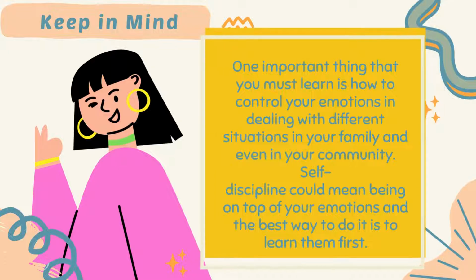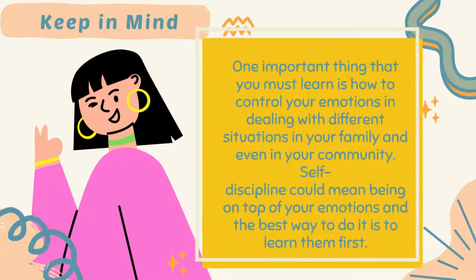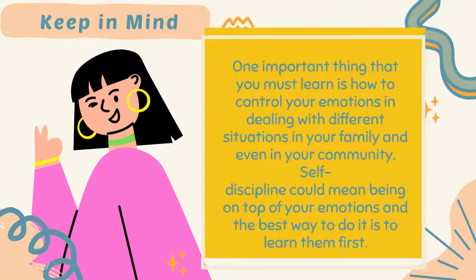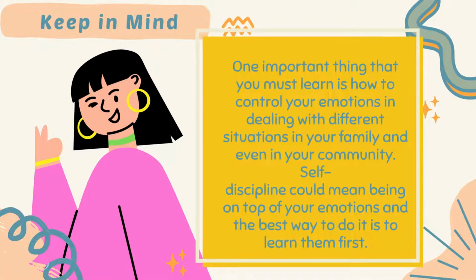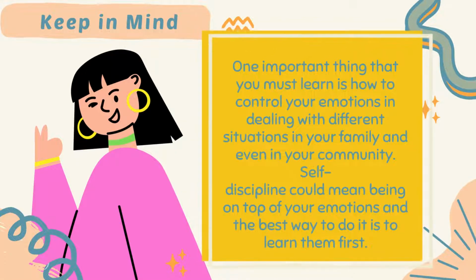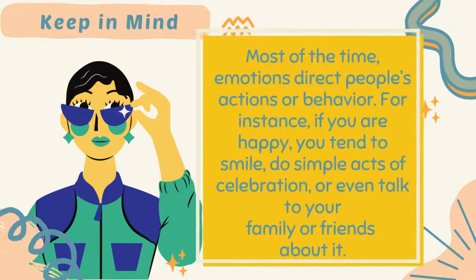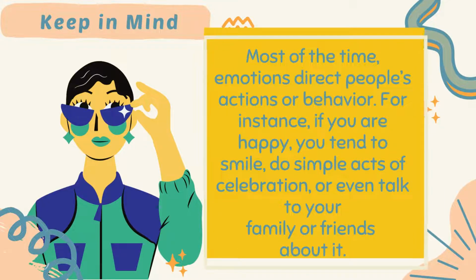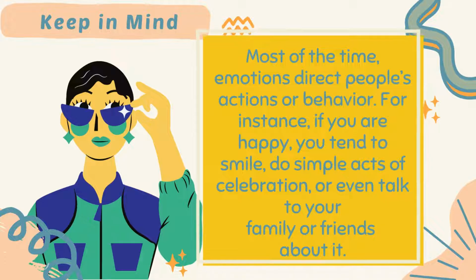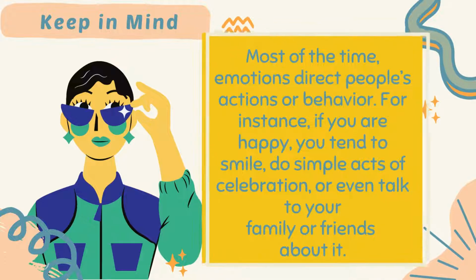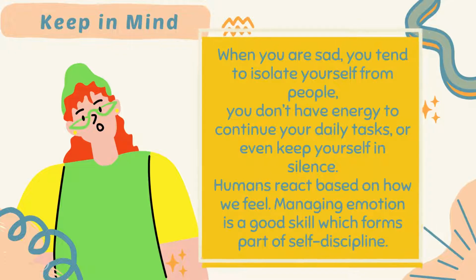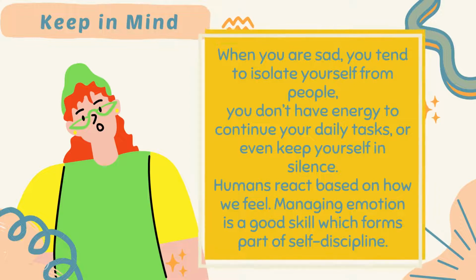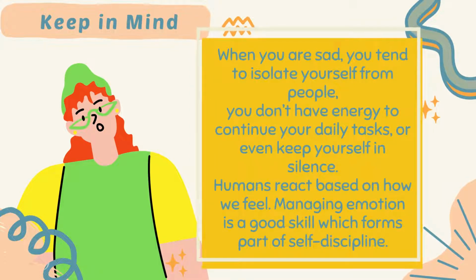One important thing that you must learn is how to control your emotions in dealing with different situations in your family and even in your community. Self discipline could mean being on top of your emotions, and the best way to do it is to learn them first. Most of the time, emotions direct people's actions or behaviors. For instance, if you're happy, you tend to smile, do simple acts of celebration, or even talk to your family or friends about it. When you are sad, you tend to isolate yourself from people. You don't have energy to continue your daily task or even keep yourself in silence.